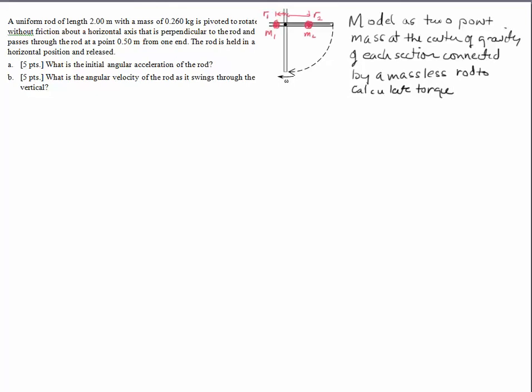So I show the location of the center of mass and give it mass 1. It's located at distance r1 from the point of rotation. And for the right side of the rod, mass 2, indicating the center of mass for the right side of the rod, located at distance r2.